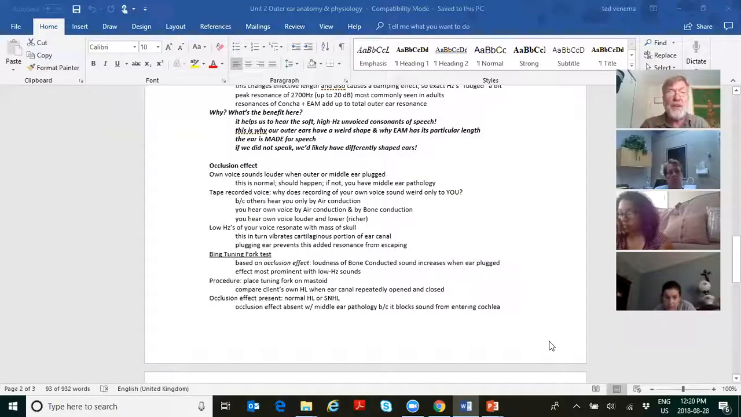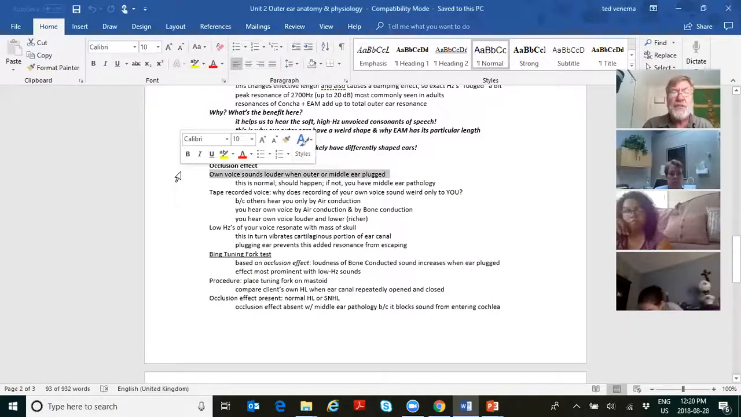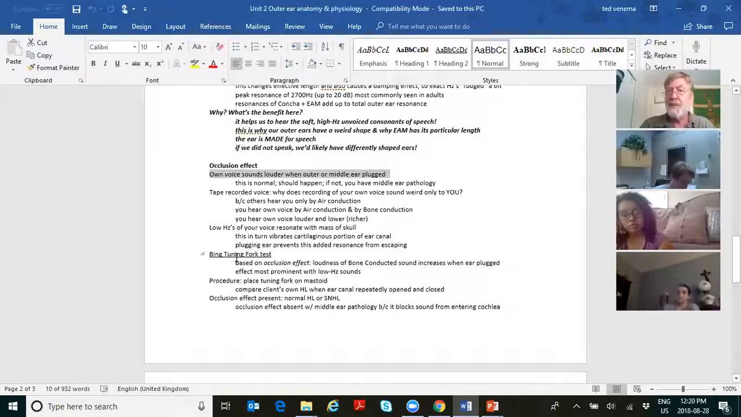Let's read about the occlusion effect. One of the biggest complaints of hearing aid wearers is the occlusion effect. Okay, so it's important that we realize in anatomy what it is and what it's caused by. Occlusion effect: your own voice sounds louder when your ear is plugged. This is normal. It should happen. If it doesn't, Houston, you have a problem. Okay, so occlusion effect is normal.